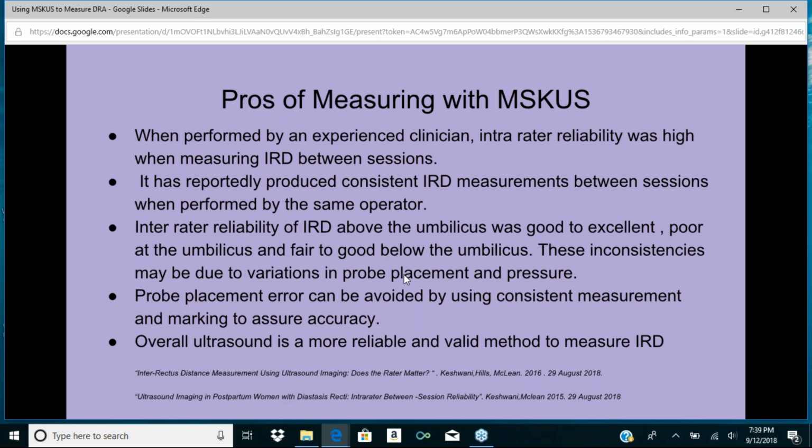The inter-rater reliability of the interrecti distance above the umbilicus was good to excellent, poor at the umbilicus, and fair to good below the umbilicus. These inconsistencies may be due to variations in probe placement and pressure. The probe placement error can be avoided, though, by using consistent measurements and marking to assure accuracy. So overall, ultrasound in the literature is showing that it's a more reliable and valid method to measure IRD.